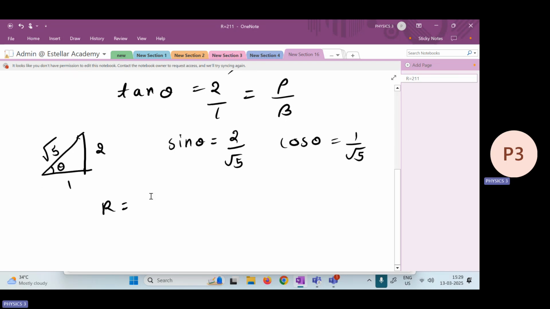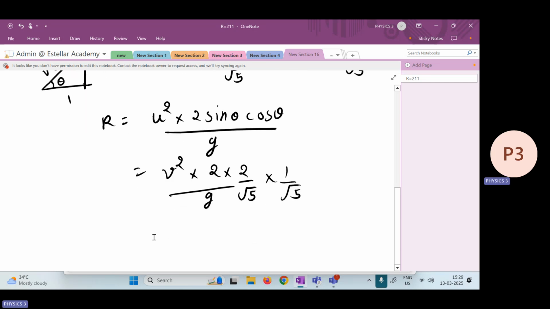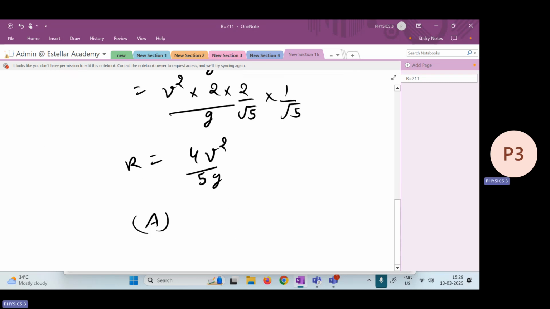So range we have to write down. So range formula we know is u square into sin 2 theta, which we can also write as 2 sin theta cos theta because we have values of different sin theta cos theta. So in place of u, we will put v. So this will be v square into 2 into 2 by under root 5 into 1 by under root 5 upon g. So that comes out to be 4v square by 5g. Okay. So A option would be correct answer.